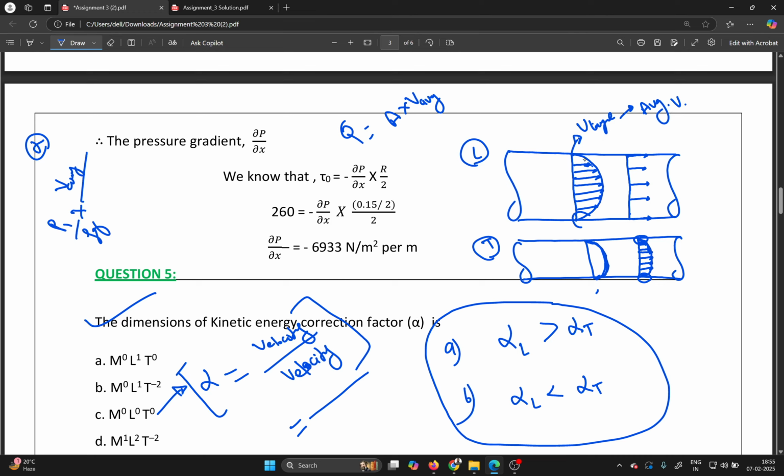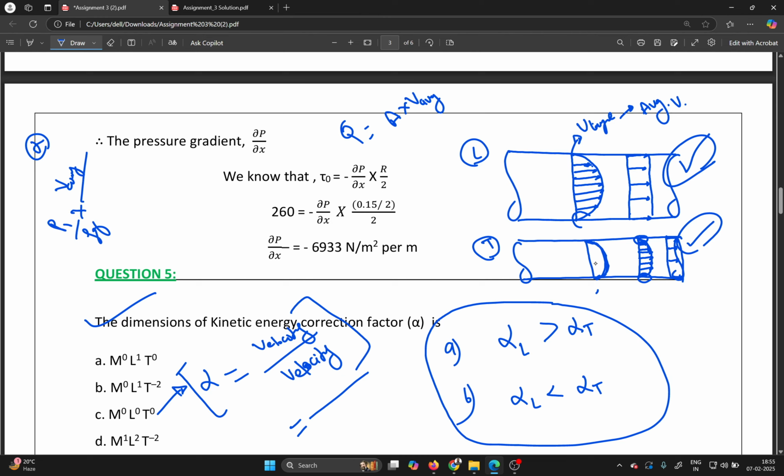For averaging, just imagine the correction required for averaging this graph, this graph and this graph. Similarly, because it is varying throughout the channel, only at the wall, correction is required more in the laminar case than in the turbulent case.